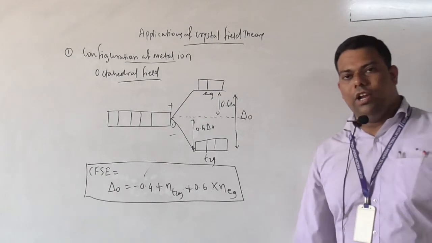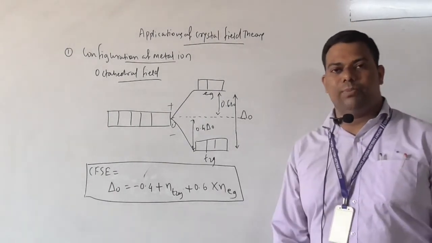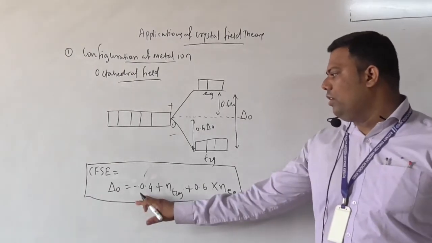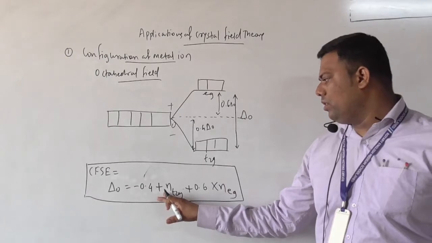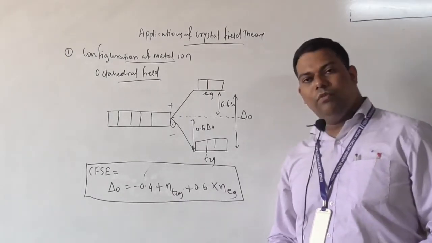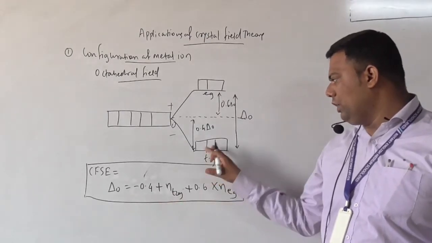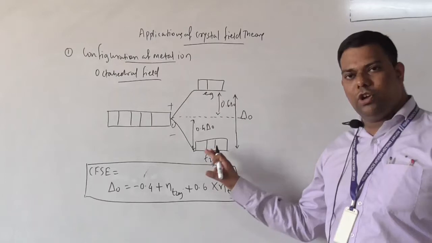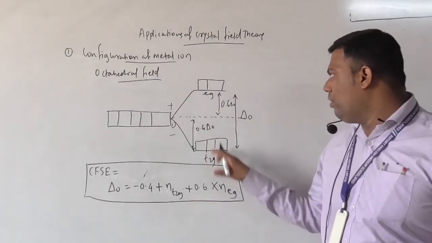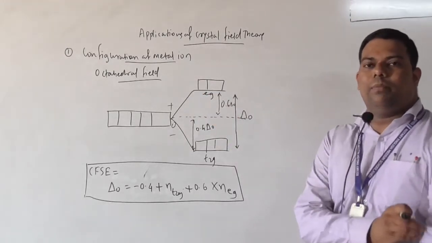Whenever we have to calculate crystal field stabilization energy, it is equal to minus 0.4 times the number of electrons in the t2g subshell or orbitals, plus 0.6 times the number of electrons in the eg subshell, or we can say eg orbitals.